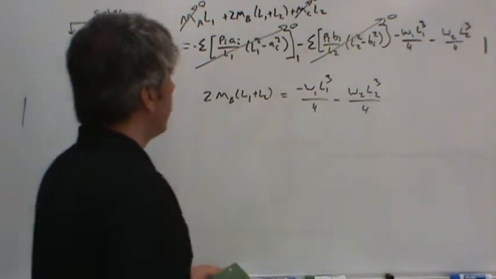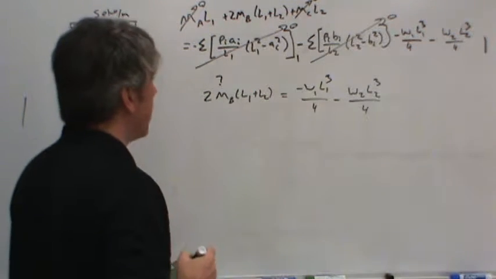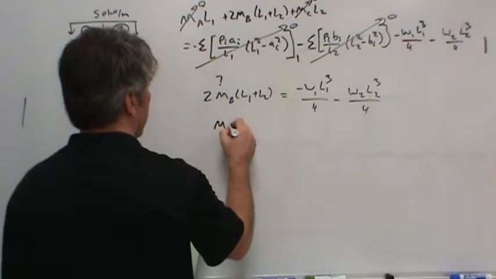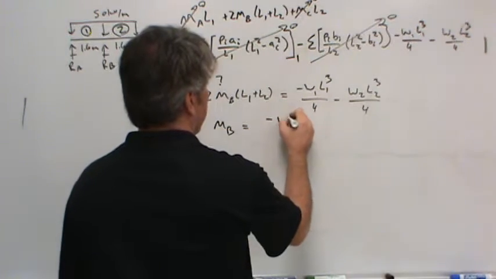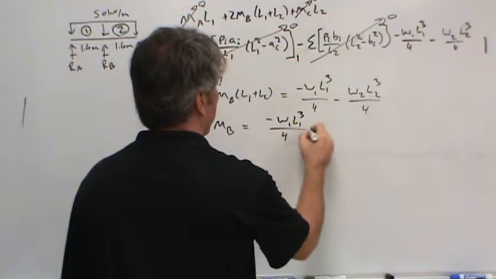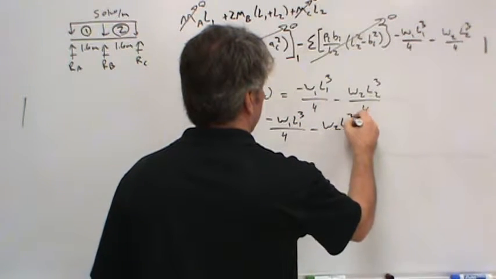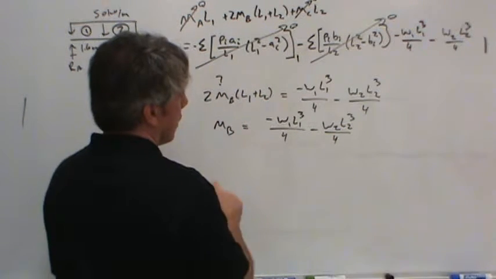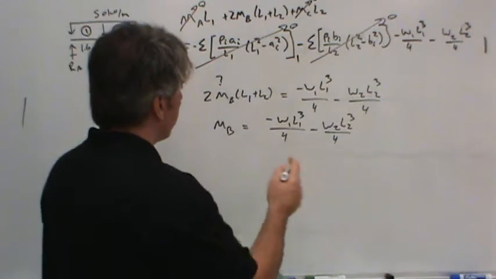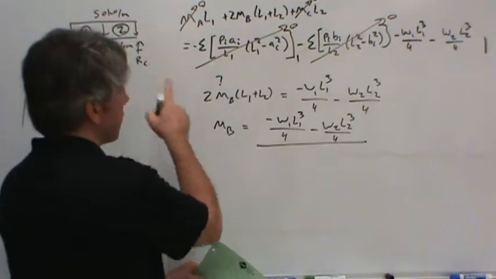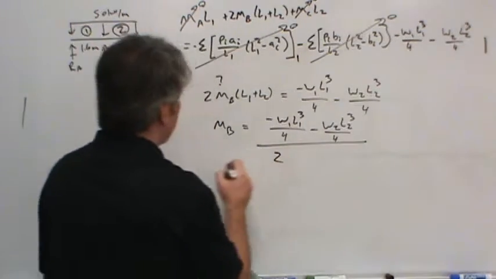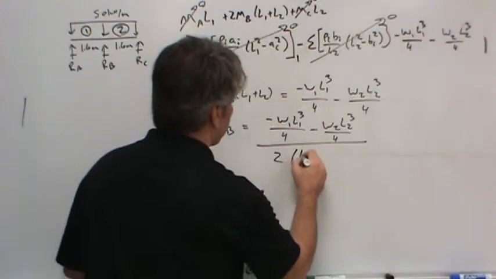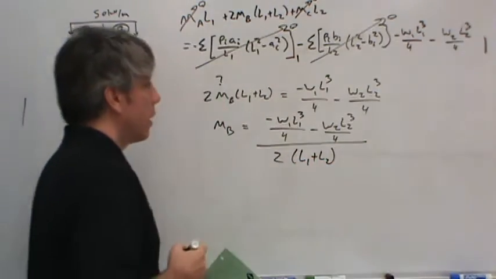Now the only unknown here really is the moment at point B. So let's solve for that moment. The moment at point B would be equal to negative W1 L1 cubed by 4 minus W2 L2 cubed by 4. And really, I could put these two together, couldn't I, if I wanted to? In fact, well, we'll do that in a minute. There's going to be some simplification because this is such a basic problem. But let's take the factors on MB and put them in the denominator on the other side.